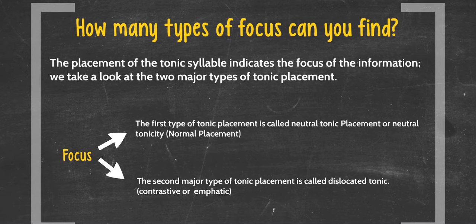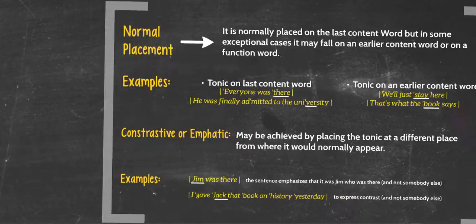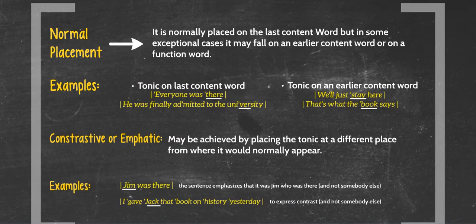The second major type of tonic placement is called dislocated tonic: contrastive and emphatic. Normal placement is normally on the last content word, but in some exceptional cases, it may fall on an early content word or on a function word. Examples: tonic on the last content word.